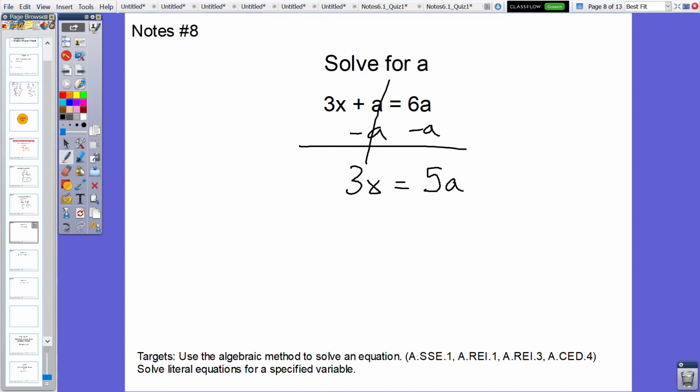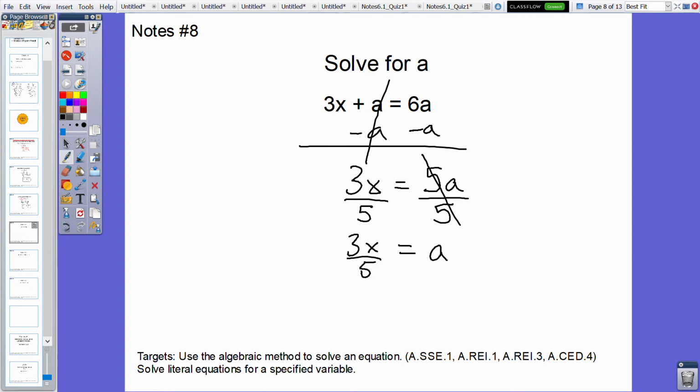All right. And then, just like any other equation, if I'm trying to get a by itself, I'm going to go ahead and divide by its coefficient. Divide by 5. And the 5's cancel on the right side. Nothing's canceled on the left side. Nothing simplifies, so we're just left with a equals 3 times x divided by 5.